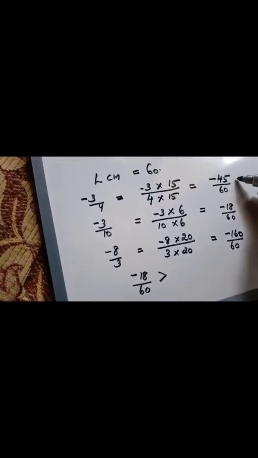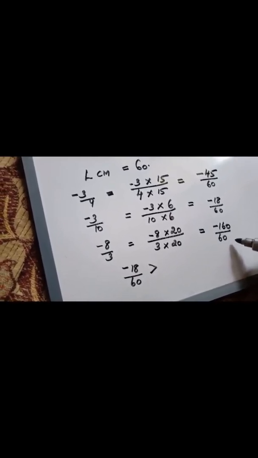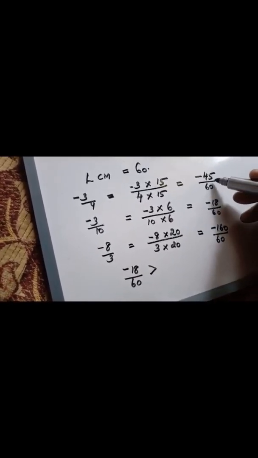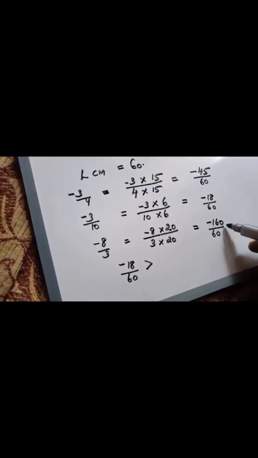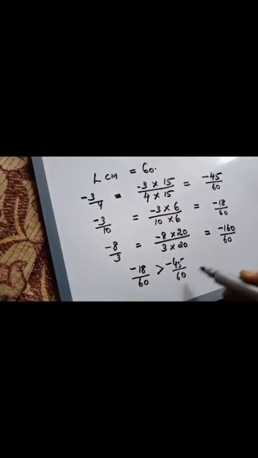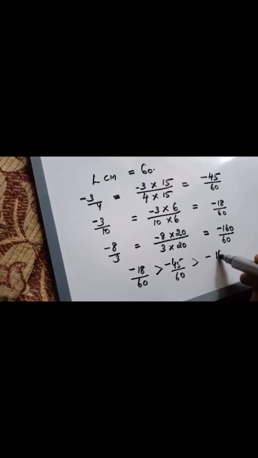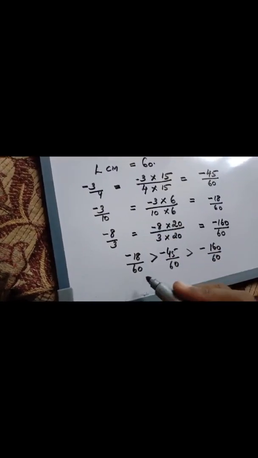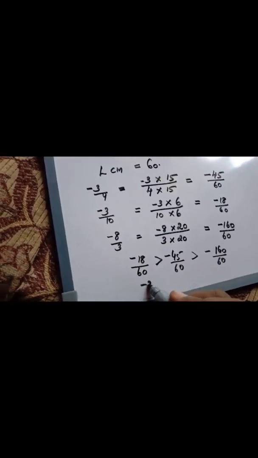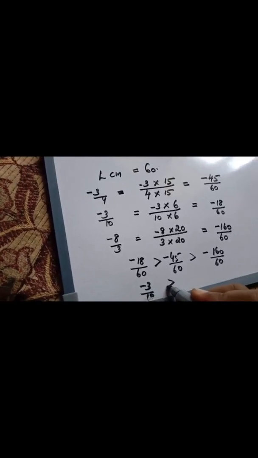Now the other two are minus 45 upon 60 and minus 160 upon 60. Here we can see that minus 45 is greater than minus 160. Hence, minus 45 upon 60 is greater than minus 160 upon 60. Now, comparing with the question, we can see that minus 3 upon 10 is greater than minus 3 upon 4, which is greater than 8 upon minus 3.